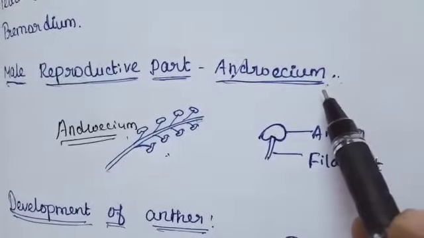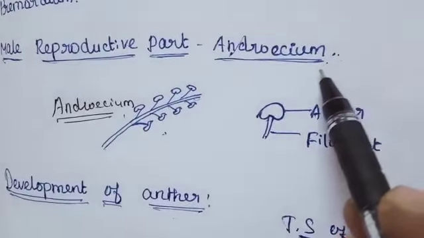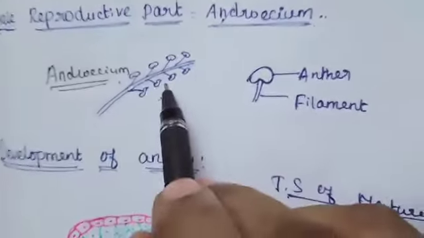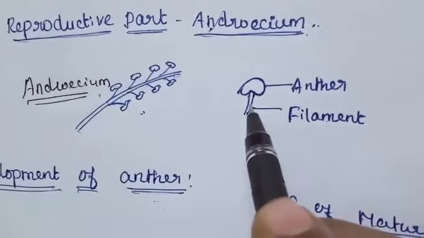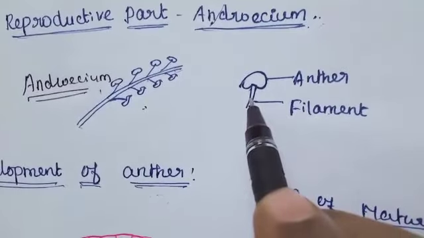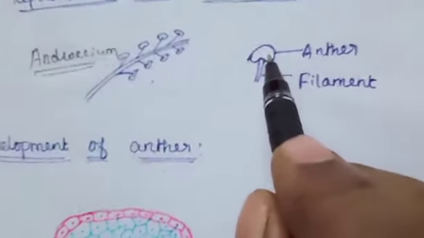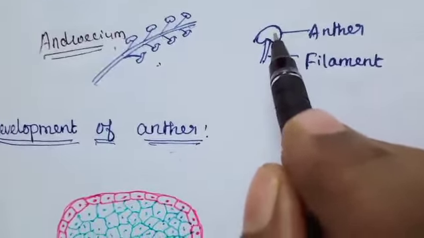Next, male reproductive part androecium. Androecium is made up of stamens. Each stamen possesses an anther and filament. Anther bears pollen grains which represent the male gametophyte.